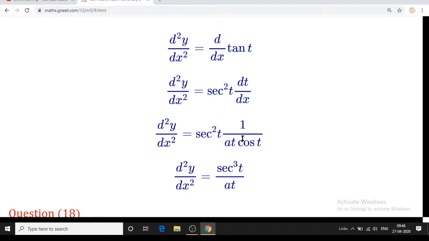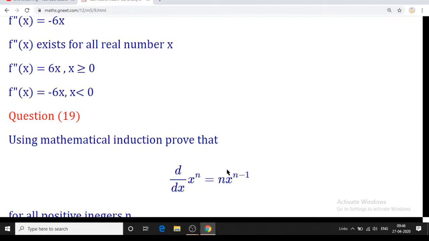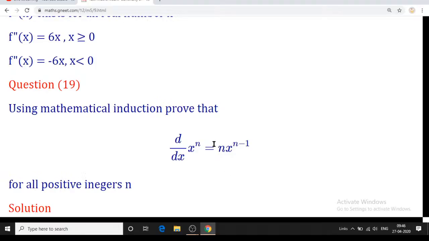Now I am going to solve question number 19, and that is our last question for today. That is actually PMI. You have studied PMI last year. I think you remember what PMI means. That is the principle of mathematical induction. By using mathematical induction, we have to prove that the derivative of x raised to n is n x raised to n minus 1.